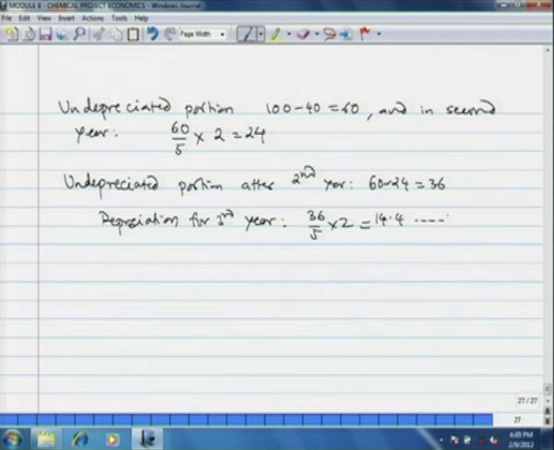Now, the double declining balance method always takes a fraction of the remaining balance, therefore, the asset is never fully depreciated, that point you note. Double declining balance never gives complete depreciation, as it takes the fraction of undepreciated amount each time.